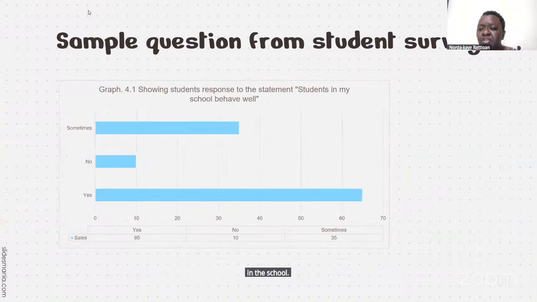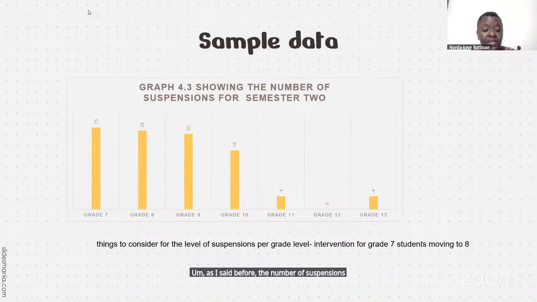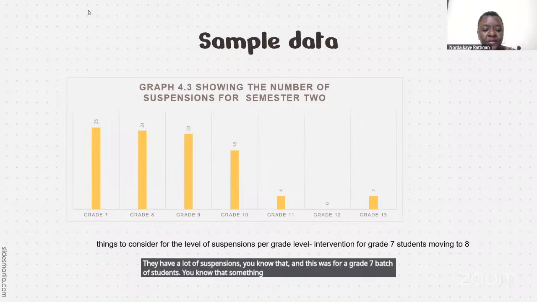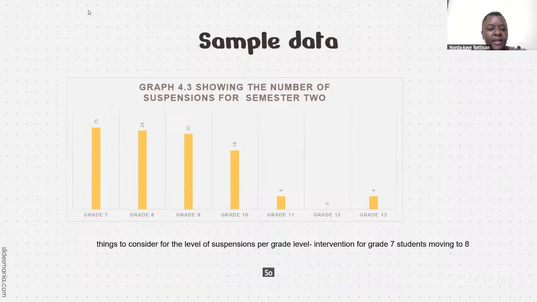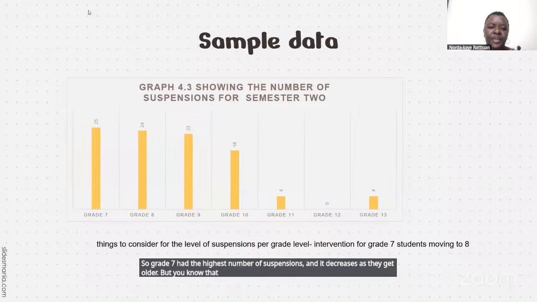So, sample questions you can pull from surveys: how the students behave? As I said before, the number of suspensions. If you look at the school and they have a lot of suspensions, so you know that, and this was for a grade 7 batch of students, you know that something needs to be done. Grade 7 had the highest number of suspensions, and it decreases as they get older, but you know that something needs to be done here. And the data that I have interjected in here are real life data.